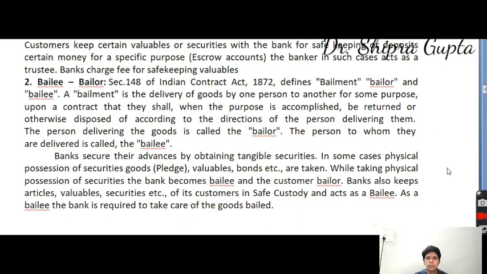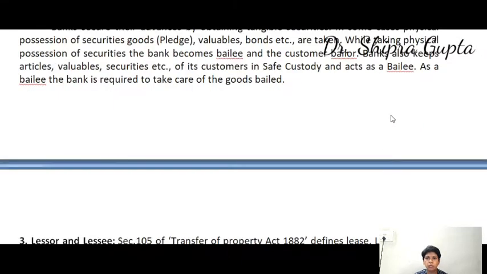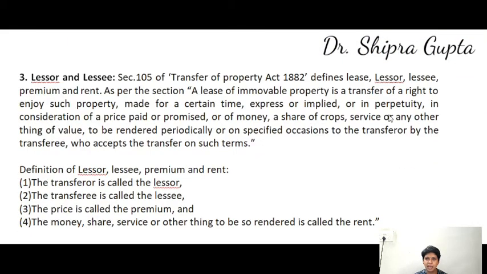It means when a person takes a loan from the bank, the bank takes a mortgage on his tangible assets. Or when a customer secures his money, when a customer opens a locker account, then the bank works as a bailee and the customer as a bailor. Now the next form is the lessor and lessee relationship. Lessor, as per Section 105 of the Transfer of Property Act 1882, defines lease, lessor, lessee, premium and rent.